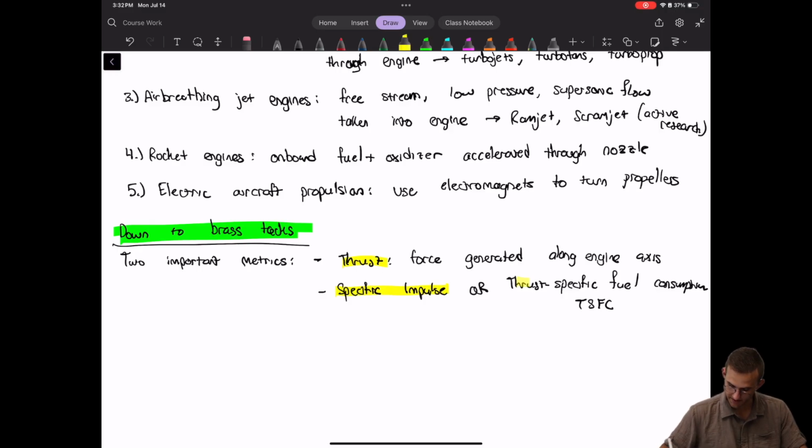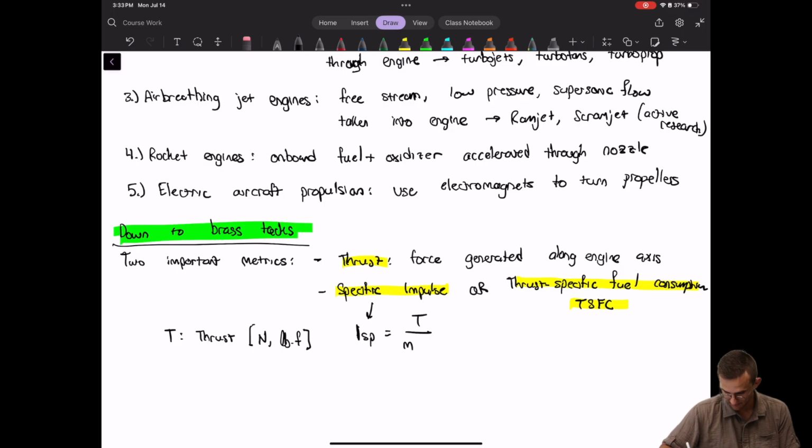So what are these? T is how we denote thrust. The units of thrust are newtons or pound force, essentially units of force, of course. And then specific impulse is denoted Isp. It's defined as the thrust divided by the mass flow rate of the fuel times g naught, which is the acceleration due to gravity at sea level. And this is in units of seconds.